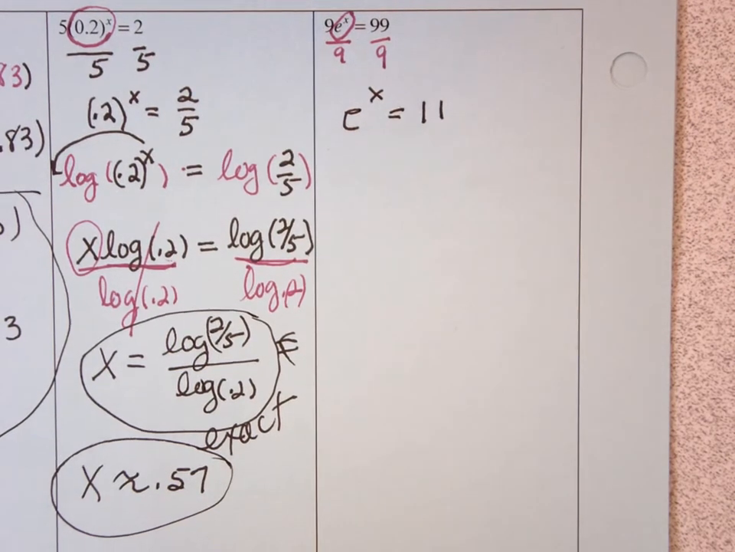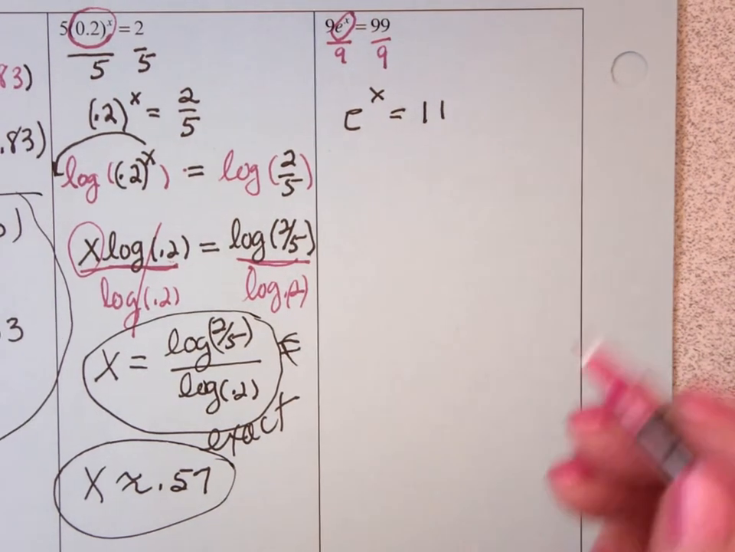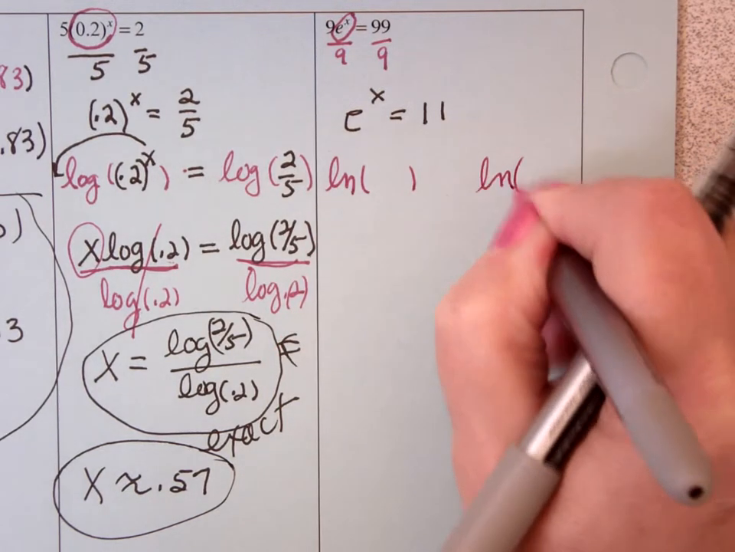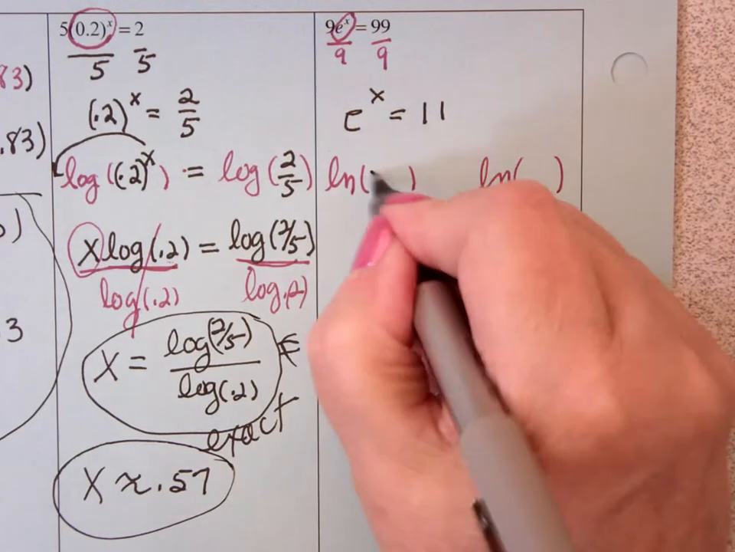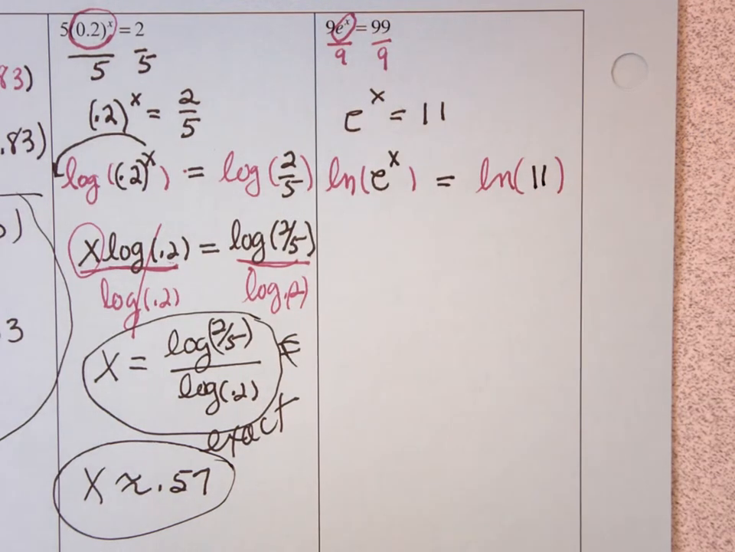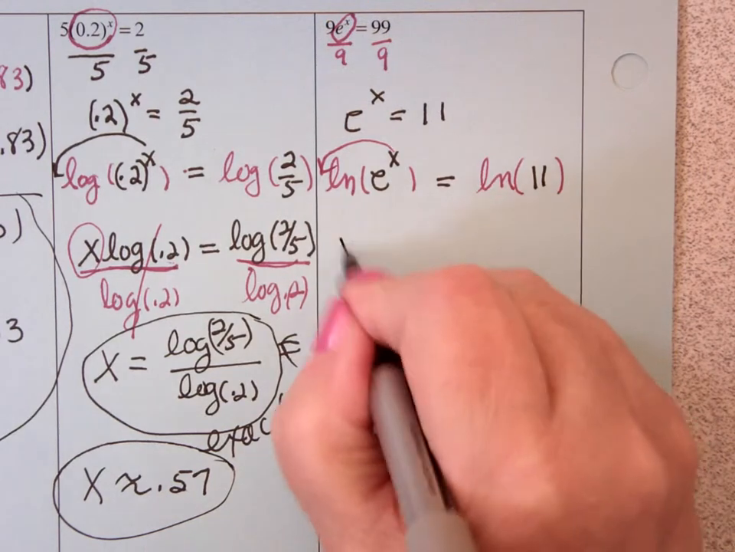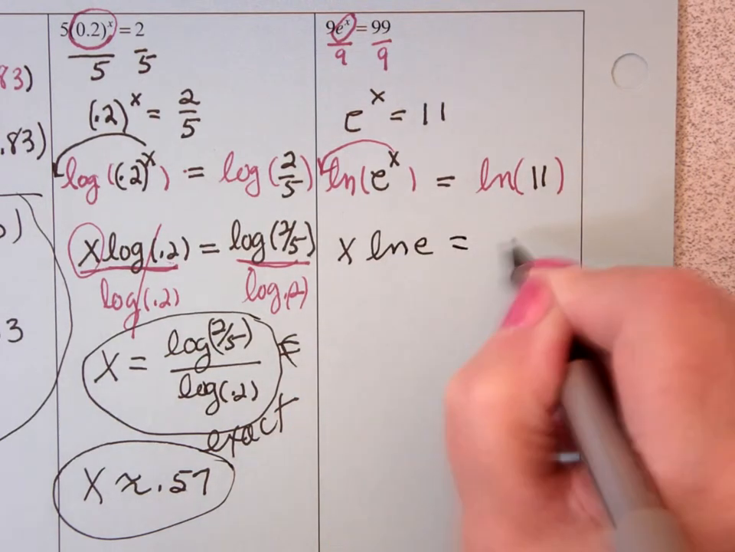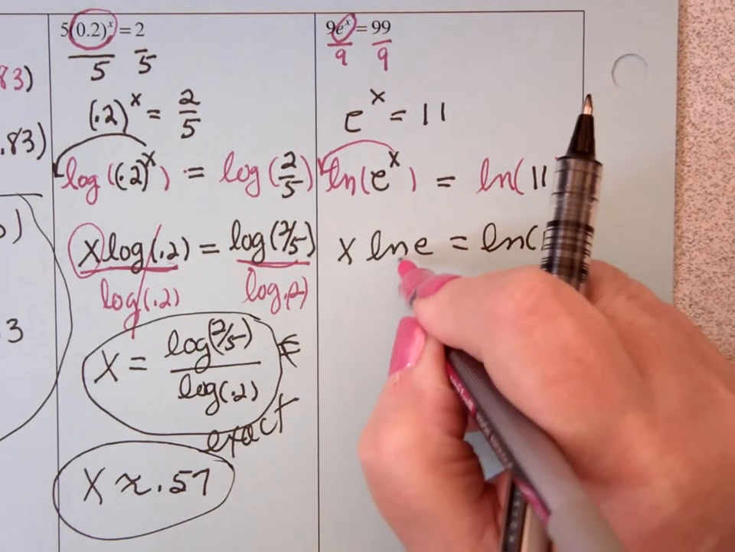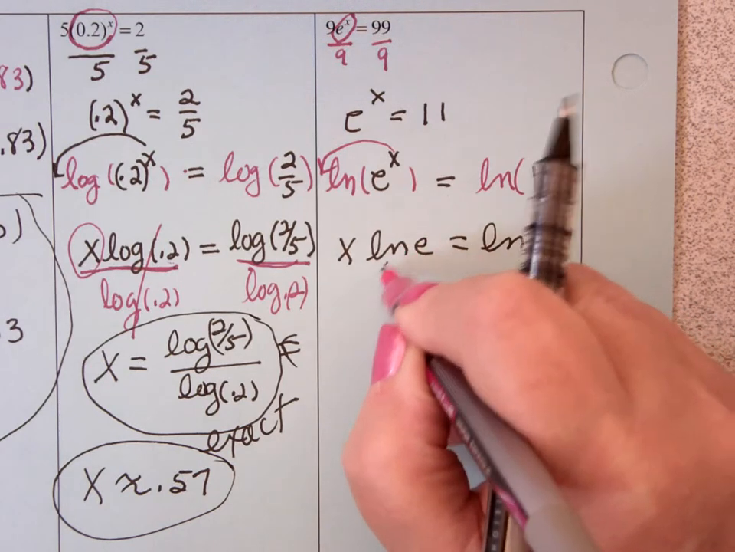Now I could use log or I could use natural log. Because this is e, I'm going to use ln, because e goes away that way. So take the natural log of both sides. The natural log of e to the x equals the natural log of 11. Bring the x down in front. So x times the natural log of e is the natural log of 11. The natural log of e is, what is it? 1. Yeah.